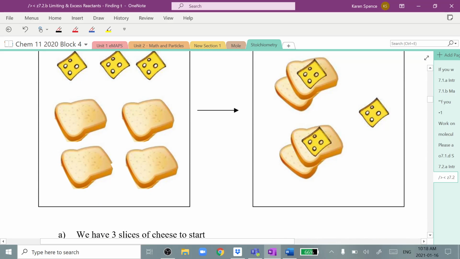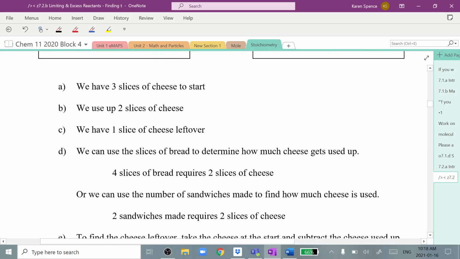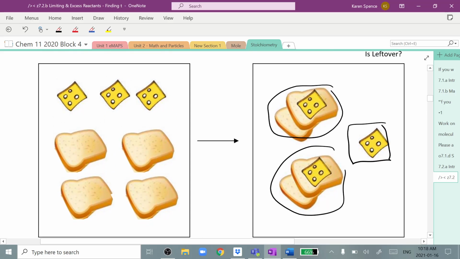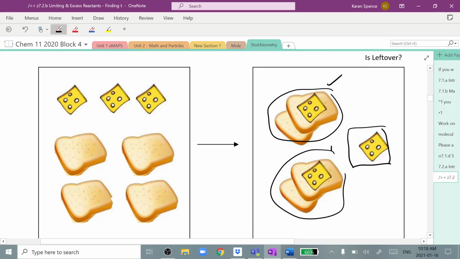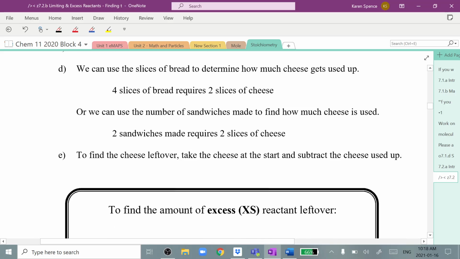And there you go. We can actually see this. Here we have our 2 sandwiches that get made. Our bread limited it, and we had 1 slice of cheese left over. You can also note that you could use the number of sandwiches that get made, the theoretical yield. You could say, I make 2 sandwiches, therefore how much cheese do I use? Well, if I make 2 sandwiches, I would have to use 2 slices of cheese. So that's also a perfectly acceptable way of doing it.